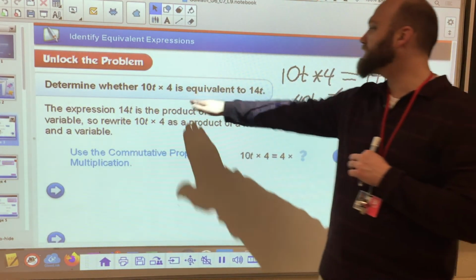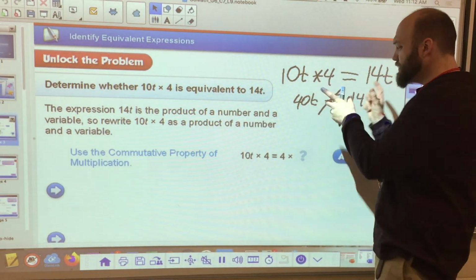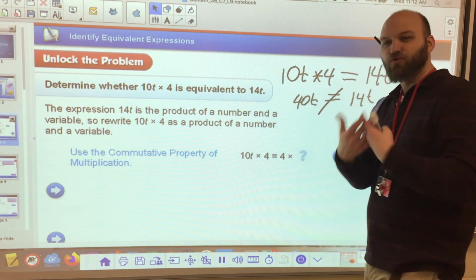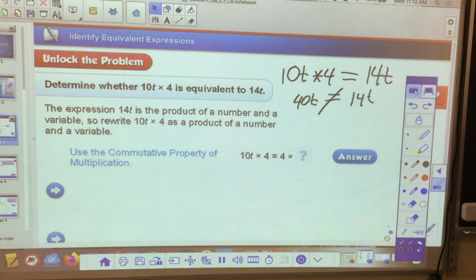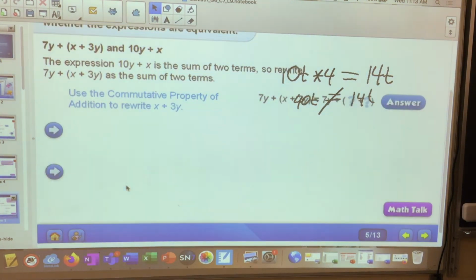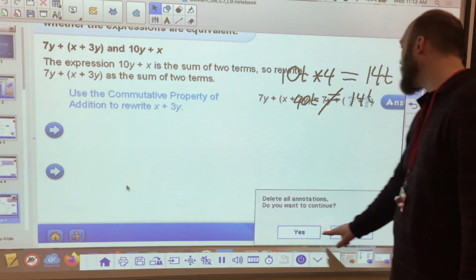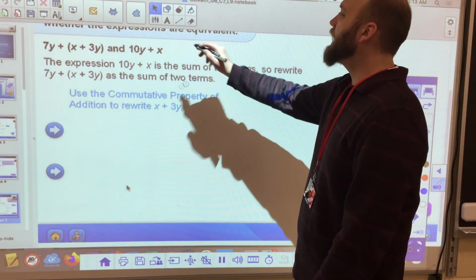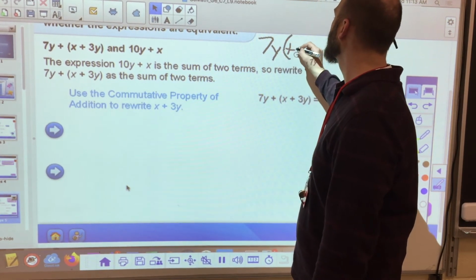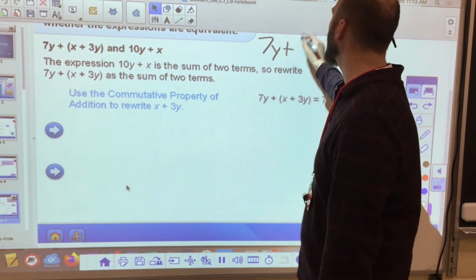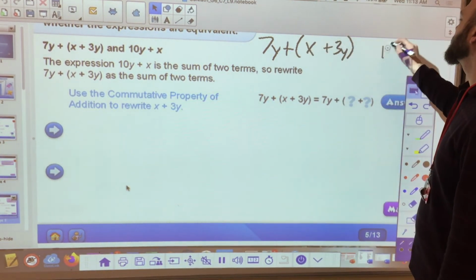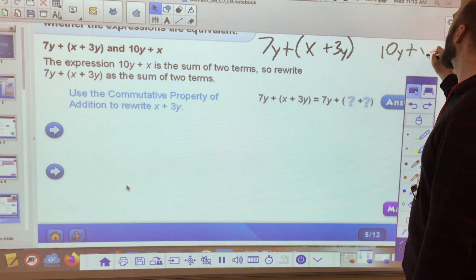You look at the 2 things they're talking about, and you simplify them, combine like terms, move them around, make them try to be equal. And if they're not equal, you have to let us know that it's not equal. So let's look at just one more for you here, and this is 7y plus x plus 3y and 10y plus x.